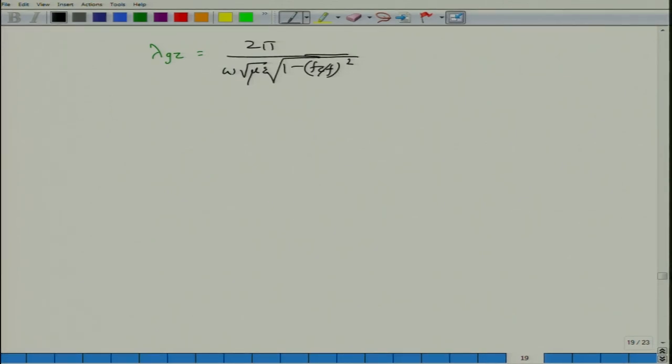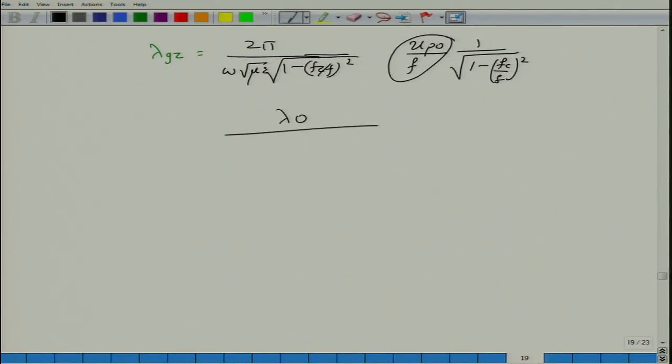Okay. What is 2 pi by omega square root of mu epsilon? Now omega is 2 pi into f, correct? And 1 by square root mu epsilon is nothing but the phase velocity of the free space medium that we considered. So up0 divided by f into this factor 1 by square root of 1 minus fc by f whole square. Okay. What is up0 by f? It is the wavelength of a wave which is propagating in the medium characterized by mu and epsilon, correct? This is the velocity. Velocity by frequency is the wavelength. So this is the operating wavelength lambda 0 divided by square root of 1 minus fc by f whole square.